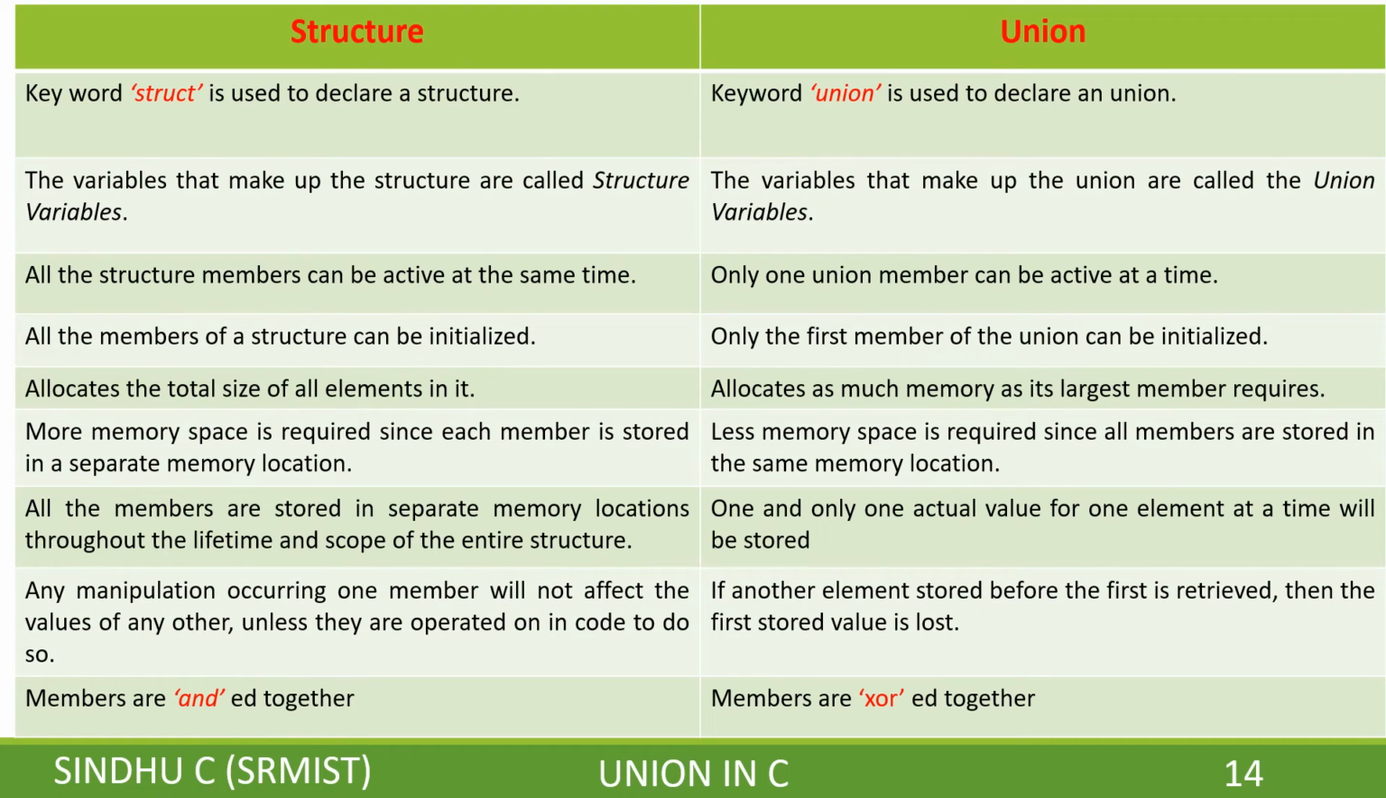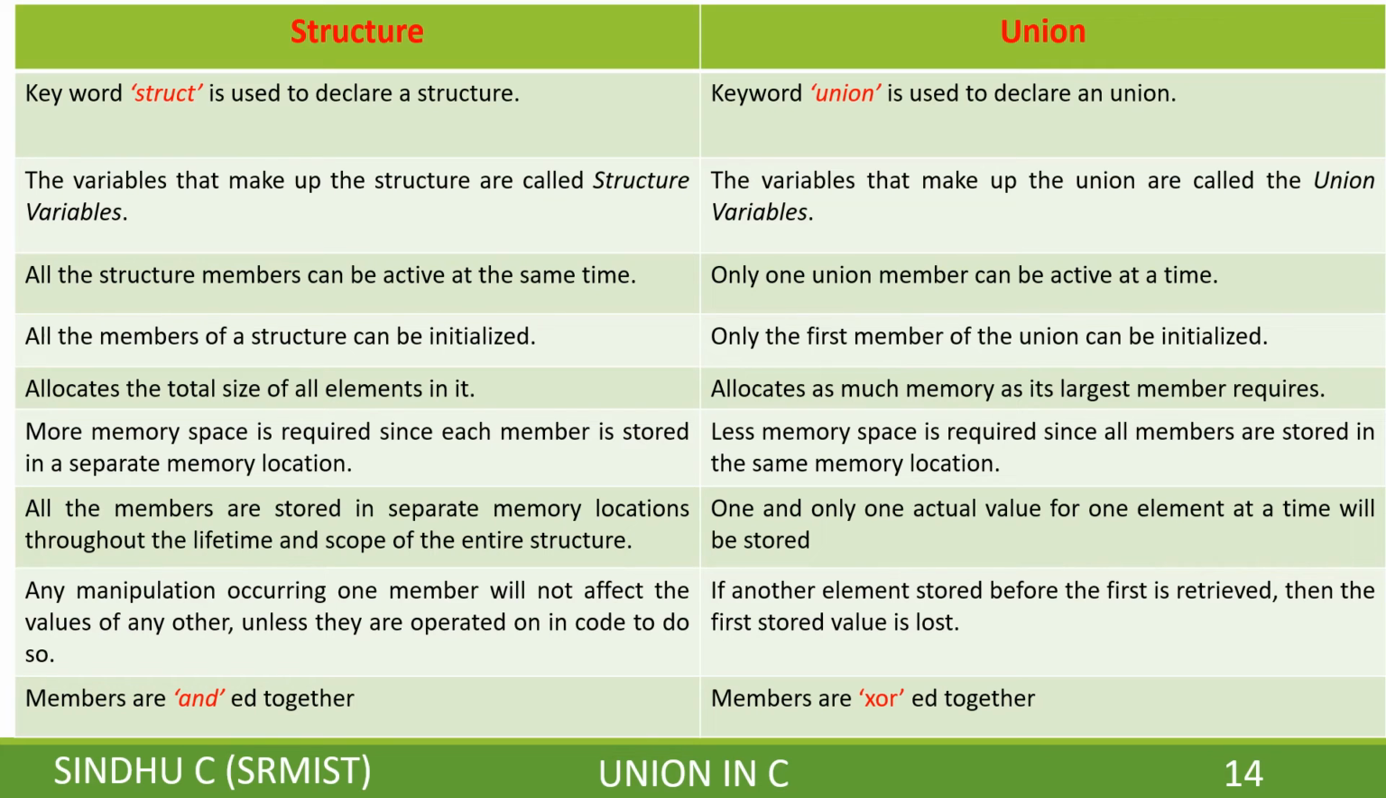All the members of a structure can be initialized, but only the first member of the union can be initialized. When it comes to structures, it allocates the total size of all the elements in it. But when it comes to union, it allocates as much memory as its largest member requires. In the case of structures, more memory space is required since each member is stored in a separate memory location. In the case of union, only less memory space is required since all the members are stored in the same memory location.